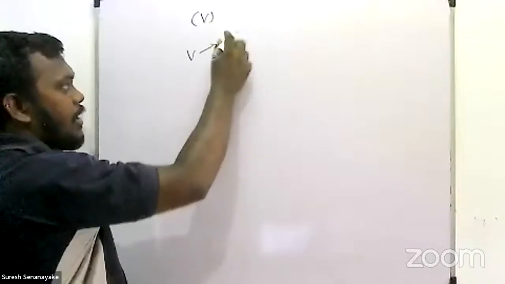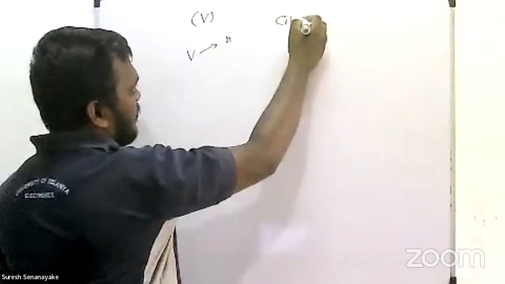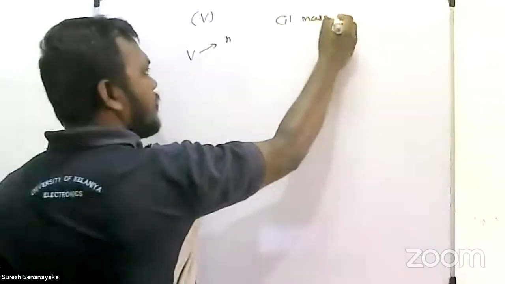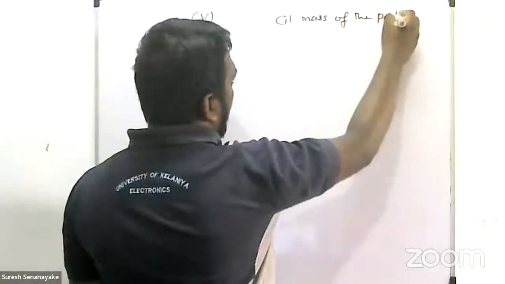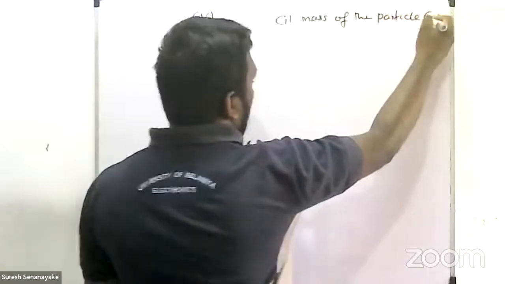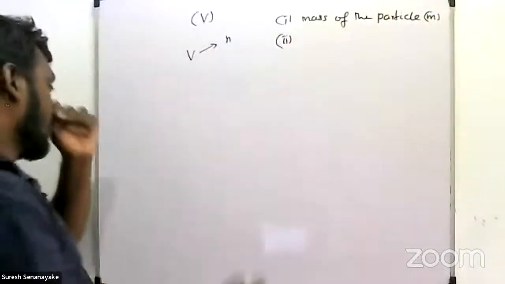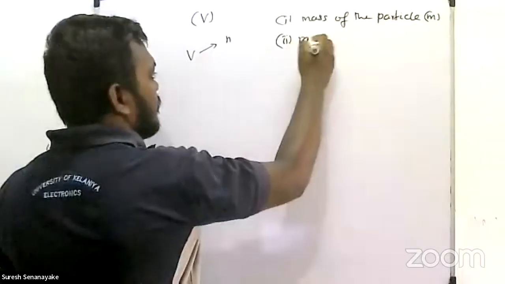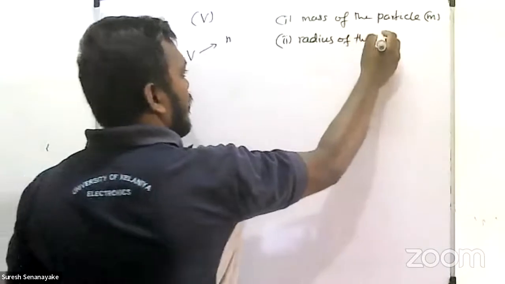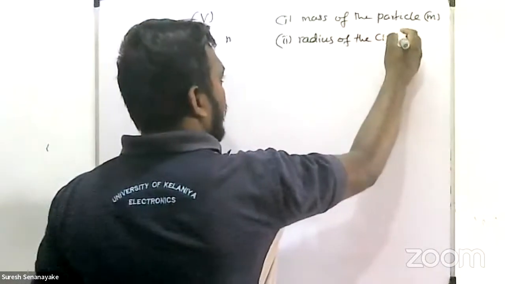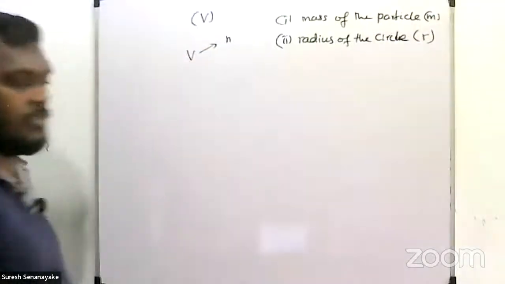We can write the following factors. The first one is the mass of the particle, simply m, and the second one is the radius of the circular path of the circle, which I am writing in short as r.